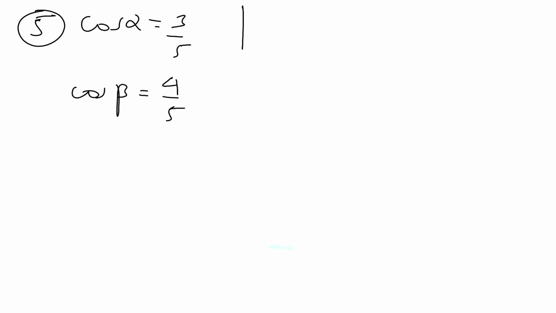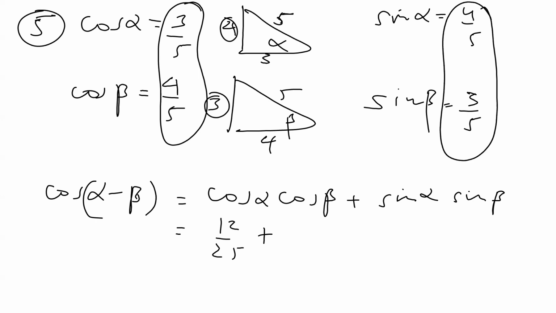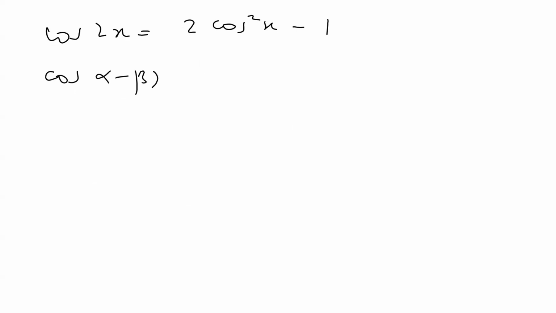So the calculation went wrong. Cos alpha cos beta, this into this, is 12 by 25, plus sin alpha sin beta, 12 by 25. So this is going to be 24 by 25. But guys, we don't require alpha minus beta. We require (alpha minus beta) by 2. So if this has to be divided by 2, we'll have to use the half angle formula. So cos 2x is equal to 2 cos square x minus 1. So cos (alpha minus beta) is 2 cos square (alpha minus beta) by 2 minus 1.